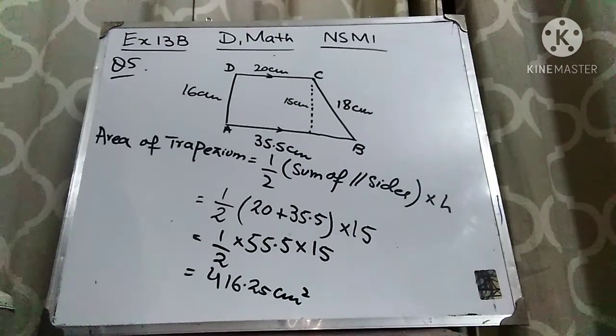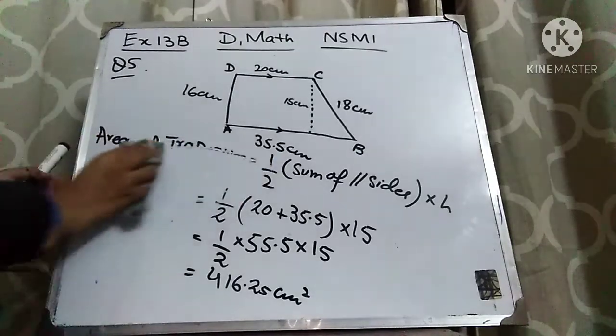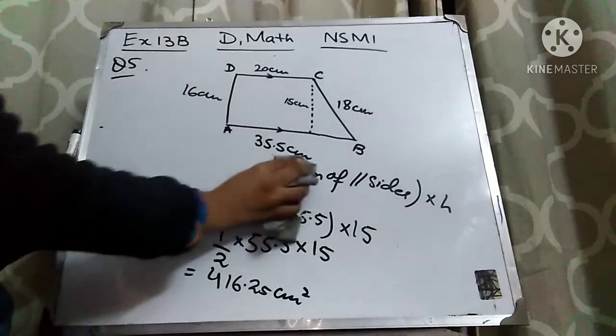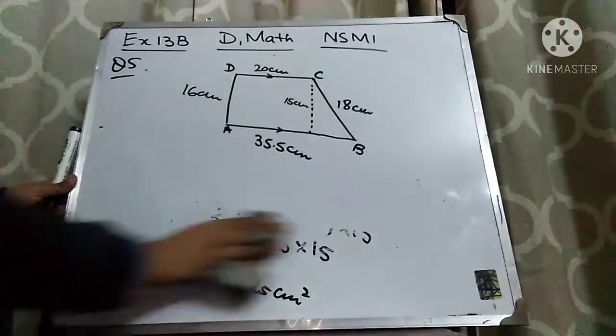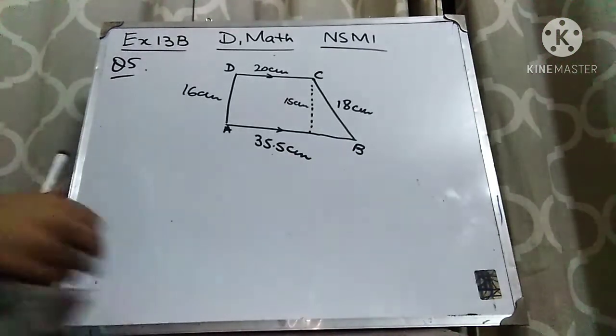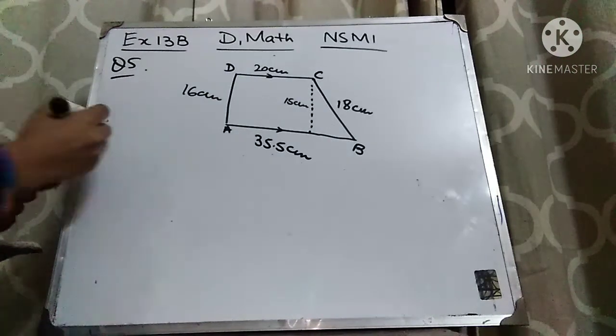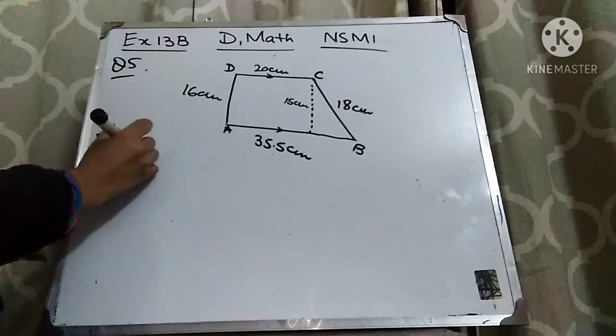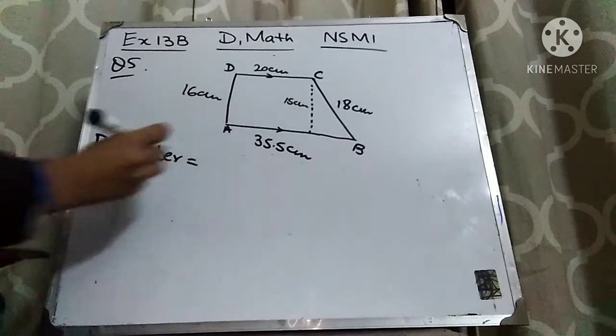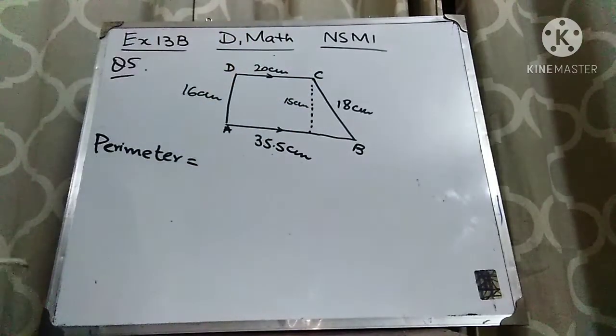I hope that question number 5 is clear to you. Okay, it's not completed yet because we have to find the perimeter as well. So now let's find the perimeter of the trapezium. Okay, you know what perimeter is? Whenever you find the perimeter of any shape, remember that perimeter is the outer boundary of the shape. So now we are going to find the perimeter. What we will do is just add up all the sides. Perimeter is the sum of the lengths of all outer sides.